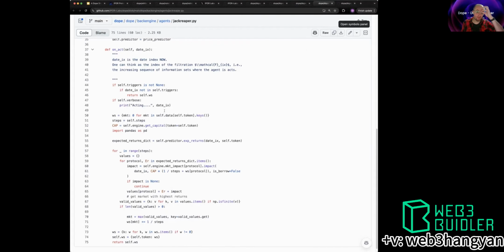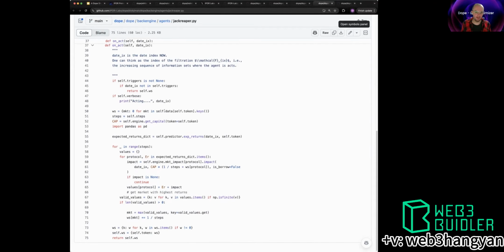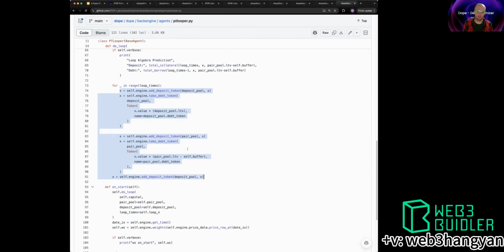There is this other one that is a very simple optimization. Every block it chooses which protocol has the highest yield and puts all the money there, for example. That's a very good benchmark because it's easy to visualize and understand decision point by decision point.